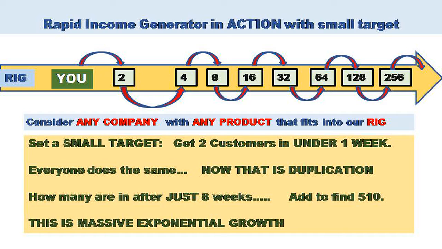The next week, those 2 customers will go out and get 2 customers each. That gives you 4 new customers. The following week, those 4 customers get 2 customers each. That gives you 8 new customers. Then you've got 16 new customers. Then you've got 32 new customers. Then 64 new customers. Then 128 new customers. And then 256 new customers. Each week it's new customers.